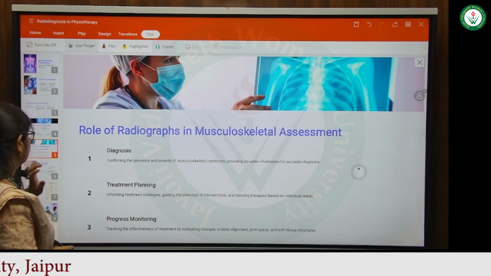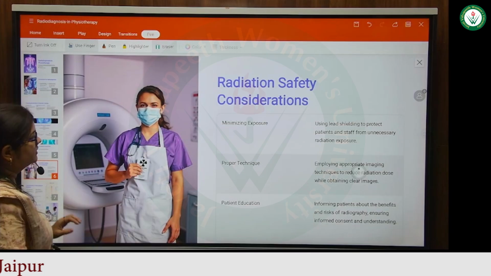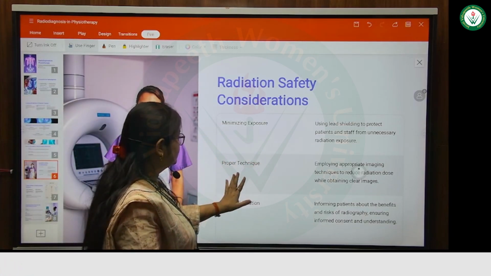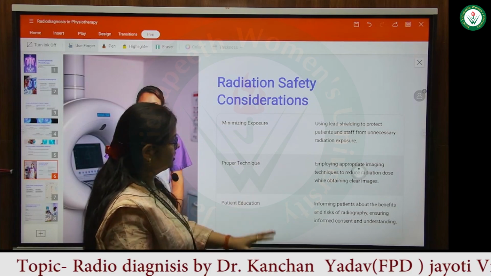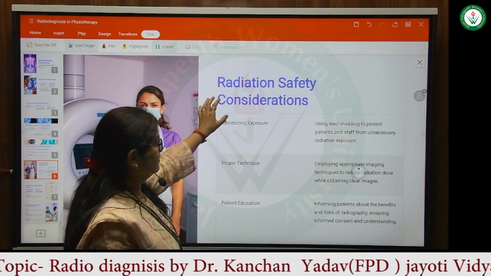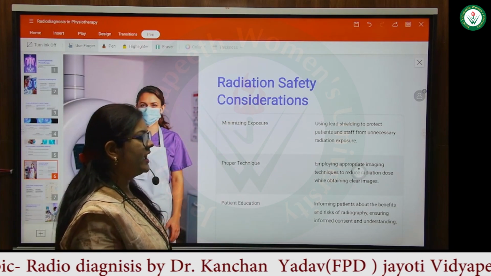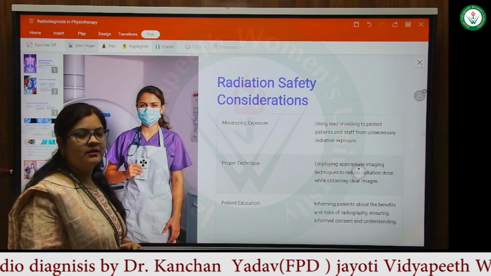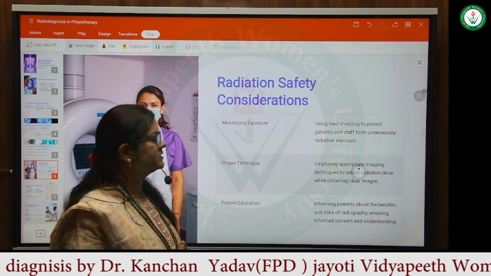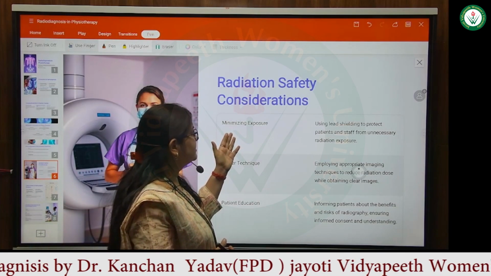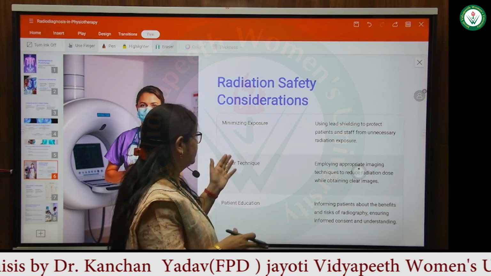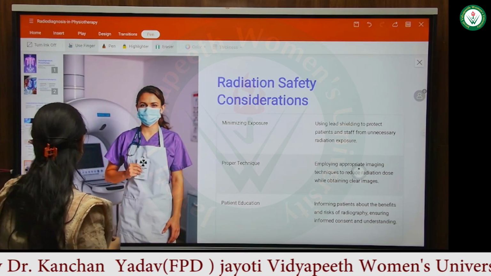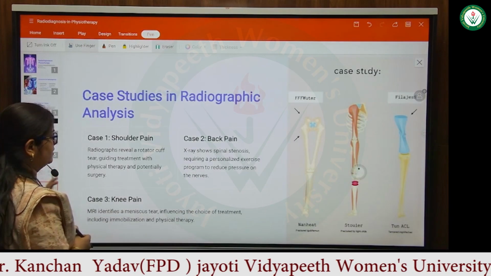With the next slide we have radiation safety: the minimization of exposure, proper technique, and patient education before we go for the patient diagnosis. First of all we have to ask the patient, use a shield to protect the patient, and then we should use the proper technique. Afterward we have to give the proper patient education.